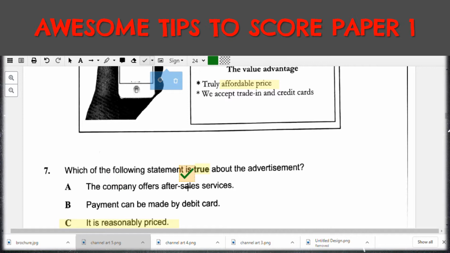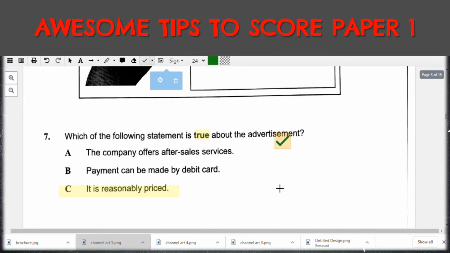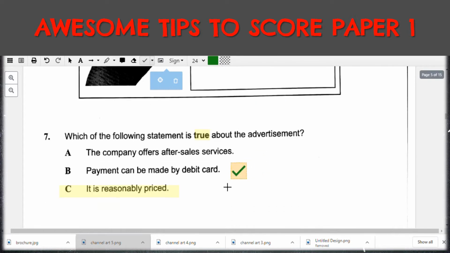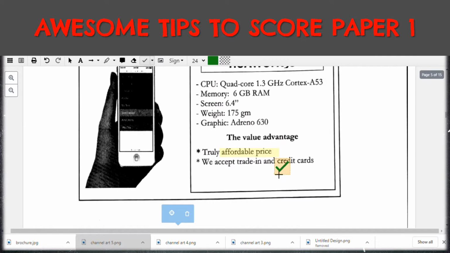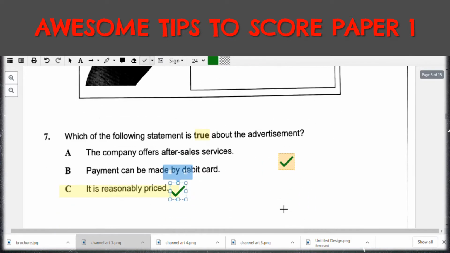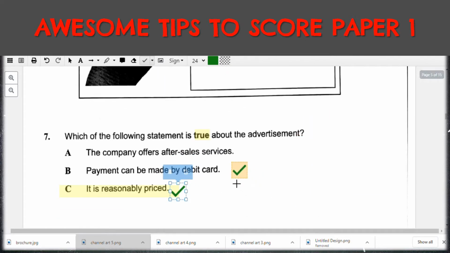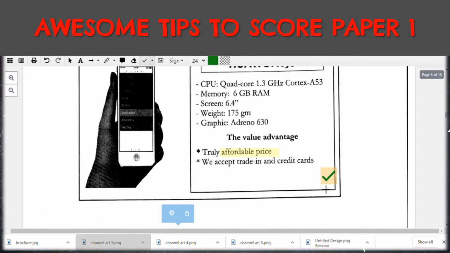Now let's move to question 7. Which of the following statements is true about the advertisement? Okay, about the advertisement. Here is written, we talk about price here, see? Truly affordable price. So here it is reasonably priced. Reasonably means affordable. Now here, why B cannot be accepted? Payment can be made by debit card, but here is only credit card. That's why the answer cannot be B.